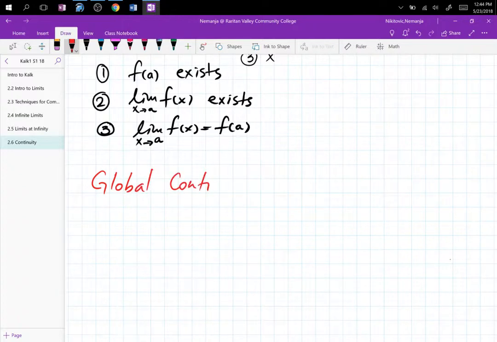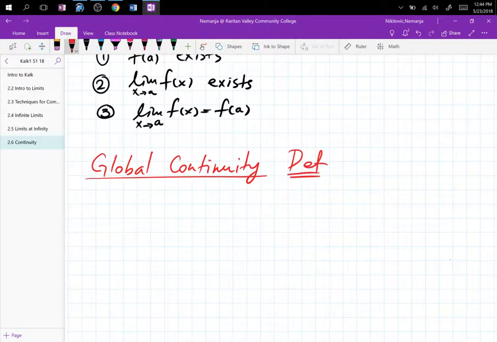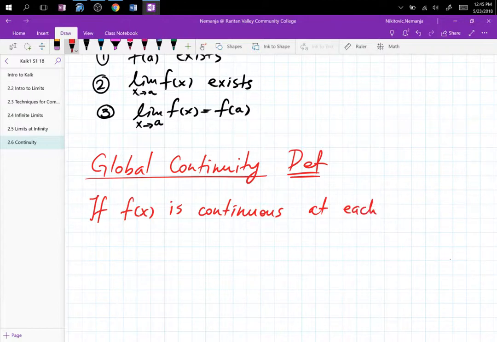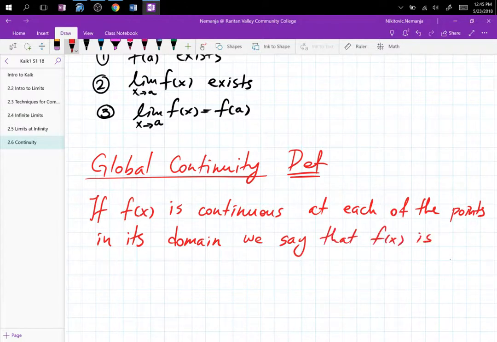Global continuity. Definition, right? If f of x is continuous at each of the points in its domain, we say that f of x is globally continuous.